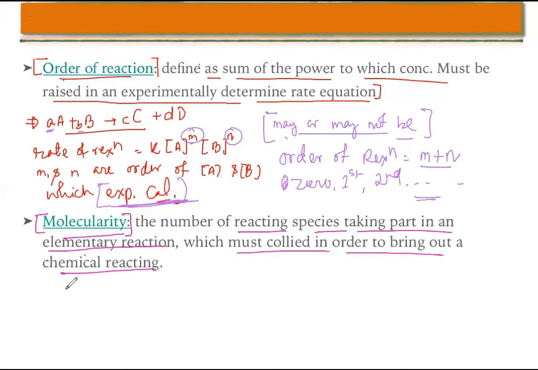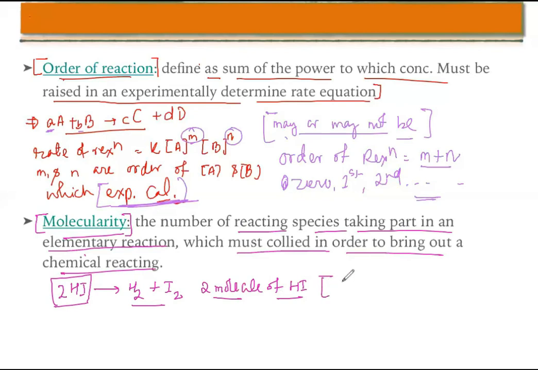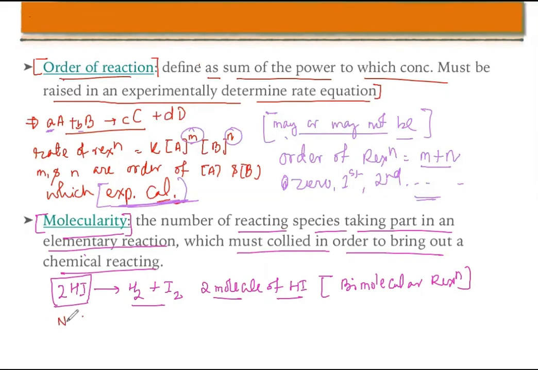If we talk about any chemical reaction, let's suppose 2HI is going to give H2 plus I2. Now initially we can think that in the reactant, two molecules of HI are going to take part, right? Two molecules of HI are going to take part in the chemical reaction. So we will call it a bimolecular reaction.